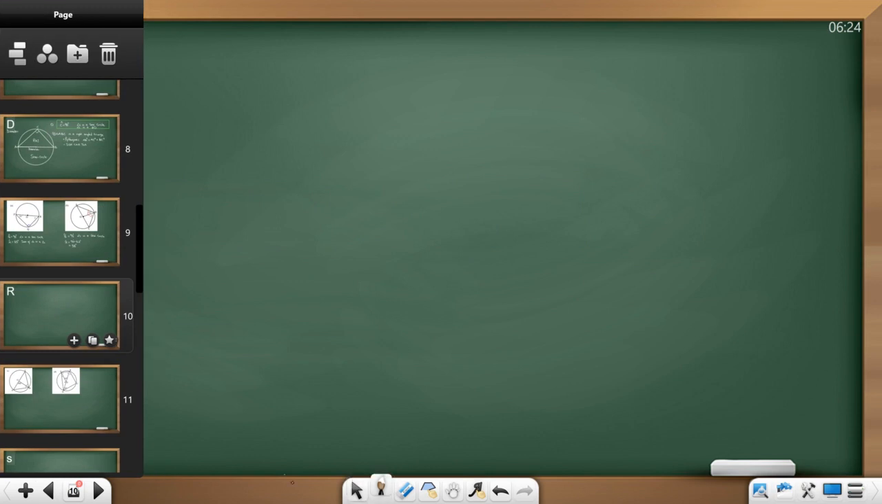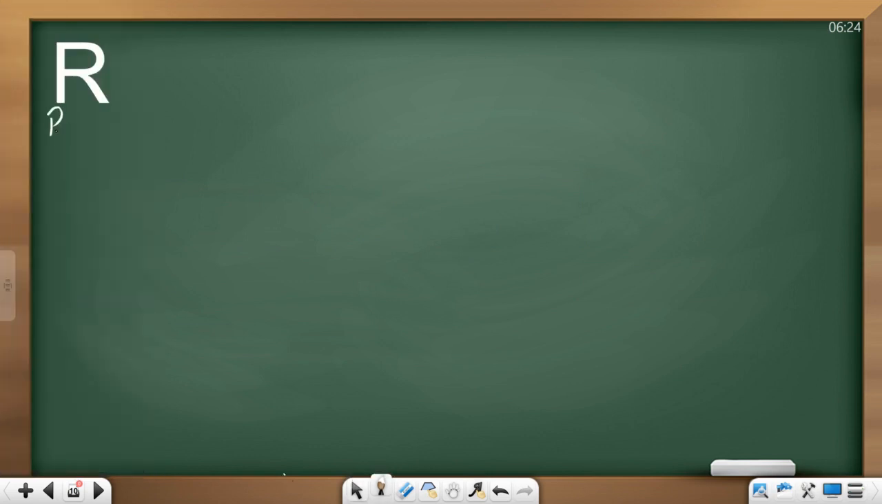Now, the letter R would be the letter starting the word radius. And when I talk about a radius, the first thing that comes to your mind is a line from the center of the circle to any part of the circumference. Okay, so quickly, we're going to write a theorem in words. And we're going to show you how to write it when it comes to writing just a short form.